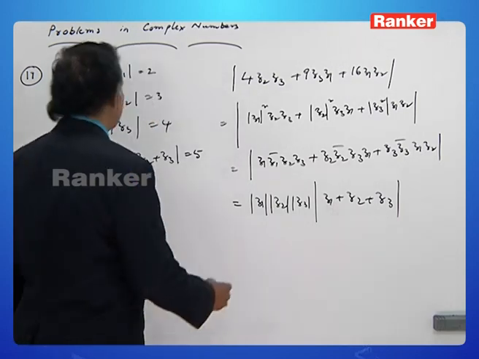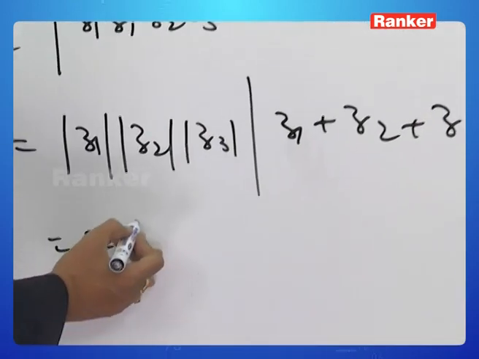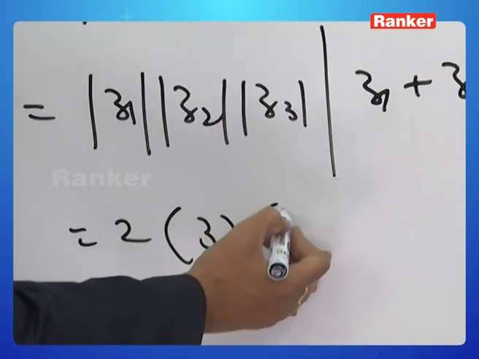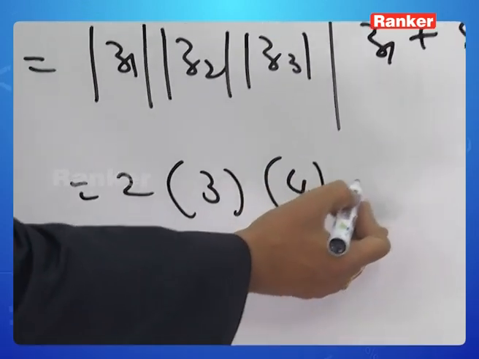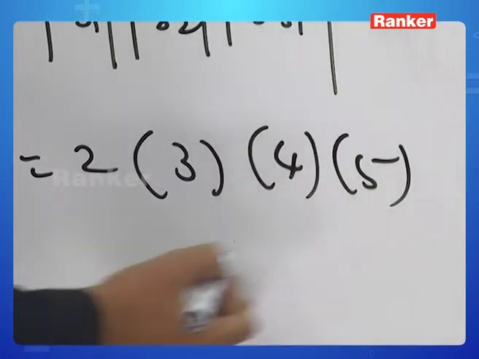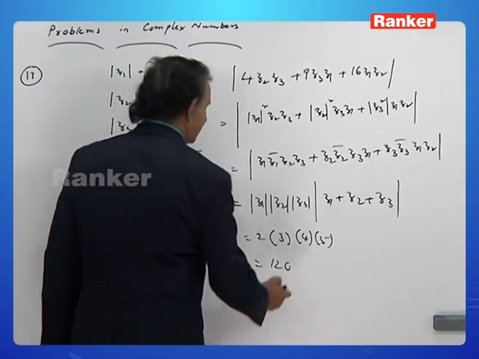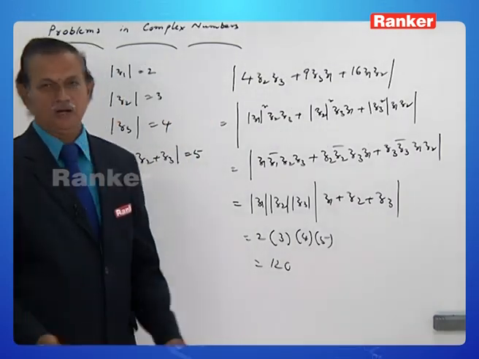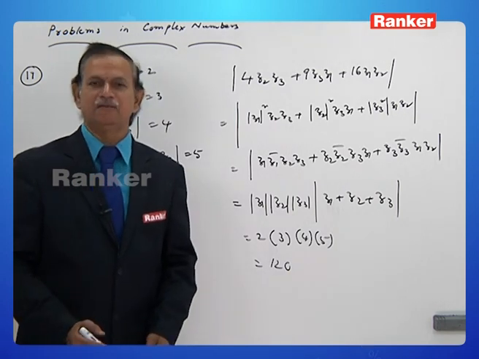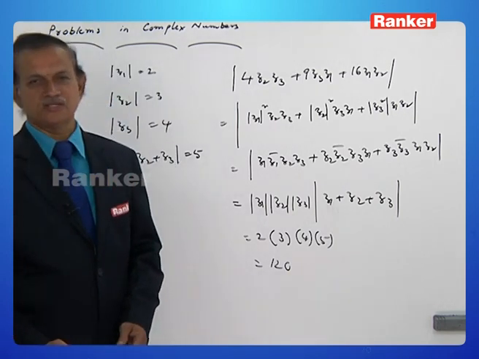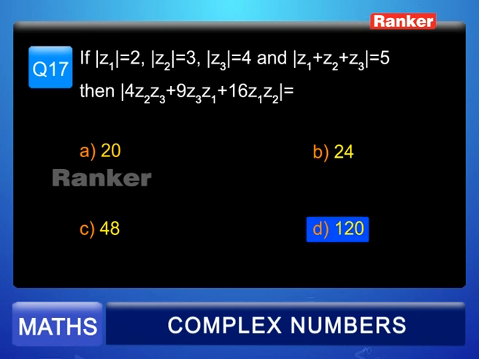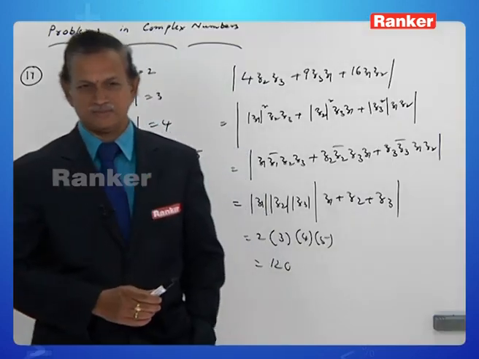What is |Z1|? It is 2. What is |Z2|? It is 3. What is |Z3|? It is 4. What is |Z1 + Z2 + Z3|? It is 5. So the total answer becomes 120. Is it available? Yes, of course. It is available in the fourth option, that is option D. Option D is the right option and the right answer is of course 120. That is about the question.